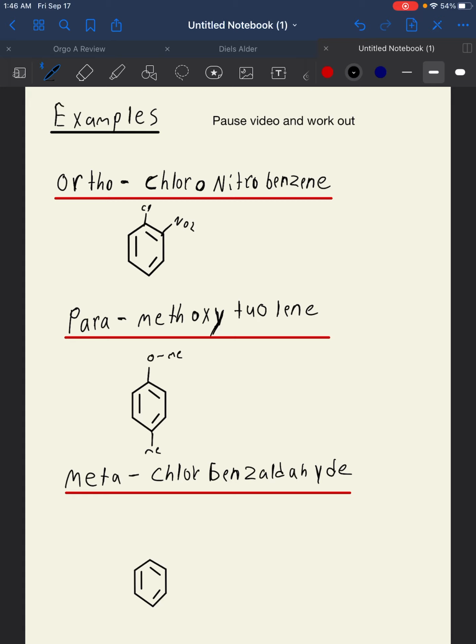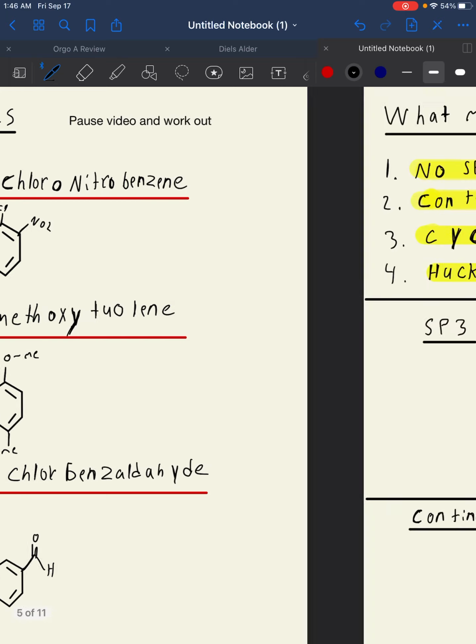Meta-chlorobenzaldehyde. One carbon in between. Cl, benzaldehyde. Just like that. I hope you guys understand that. It's not too hard. You don't have to be able to number it and name it. He's going to give you the name, and the ACS is going to give you the name. All you have to be able to do is translate it onto paper. So you're going to be given orthochloronitrobenzene, and you're just going to have to be able to translate it by knowing that para, ortho, and meta are different configurations, and then of course these different common name substituent groups.